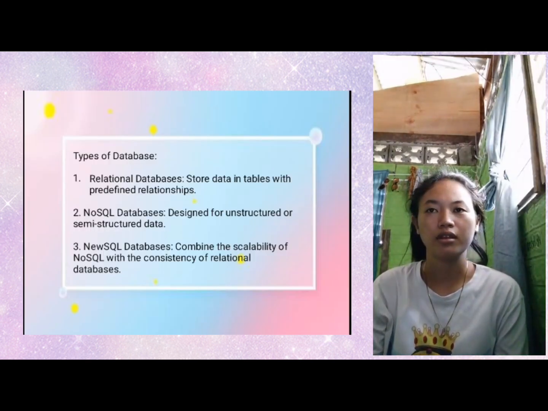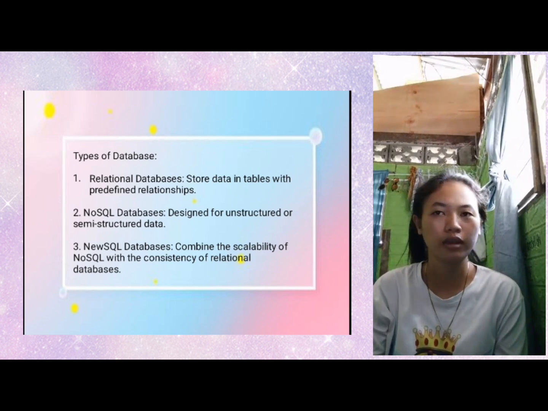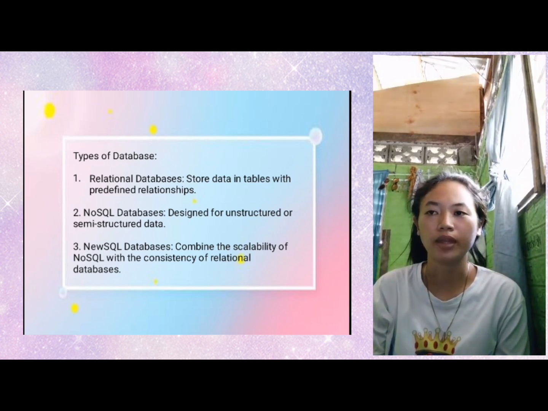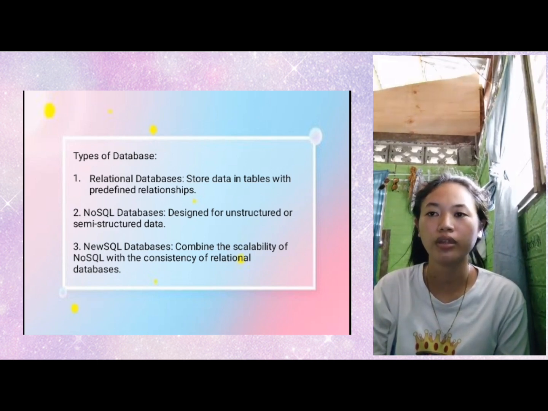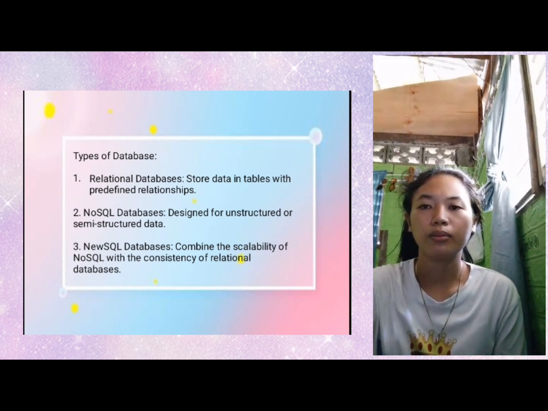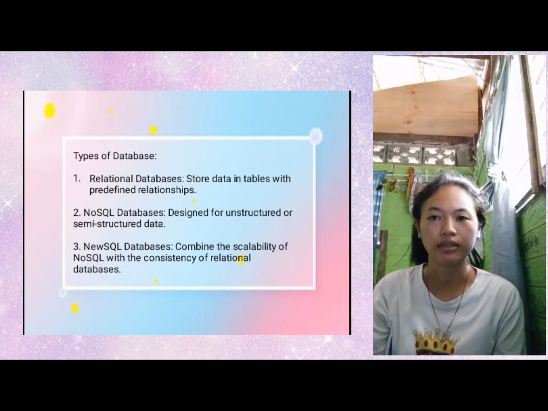Object-oriented database. Store data as objects similar to how data is presented in object-oriented programming. Five, Graph database. Designed to store and analyze the relationship between data points. They use graph structure with nodes, edges, and properties to present and store data.